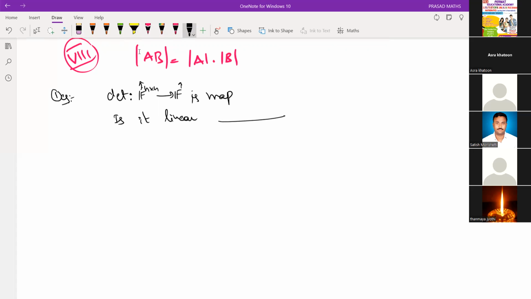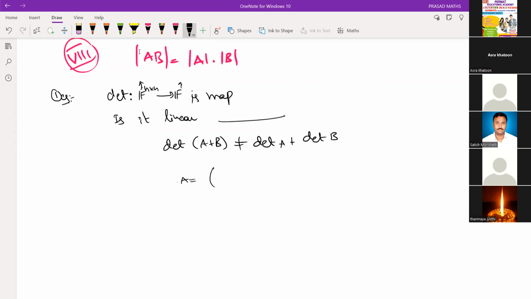The answer is no. It fails to satisfy the first condition. It does not preserve the vector addition. Det of A plus B may not equal det of A plus det of B. It does not preserve the vector addition property, right? So can you give an example? Can you give me such a suitable A and B?